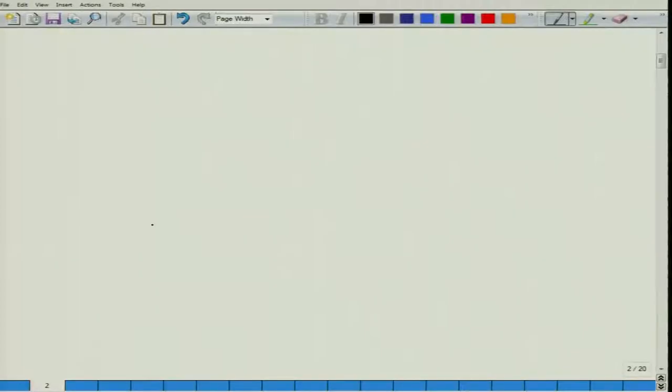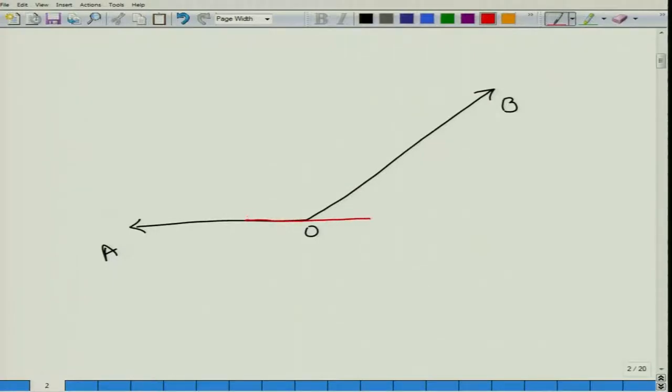So, for instance, if we wanted to measure this angle AOB, what we would do is we would place the protractor here such that this point corresponded to its center, and then we would have all the degree measures from 0 degrees through 90 degrees to 180 degrees. So, right at the point where this ray cuts the protractor, we can read the reading from the protractor.